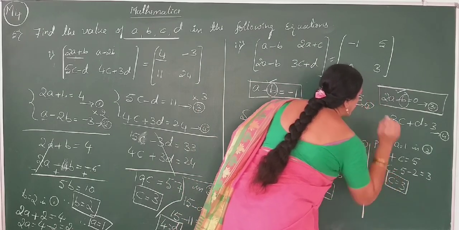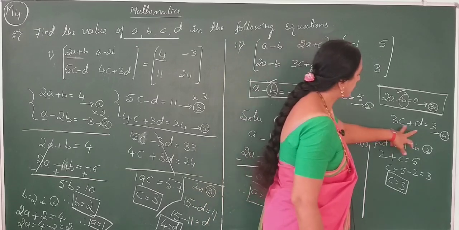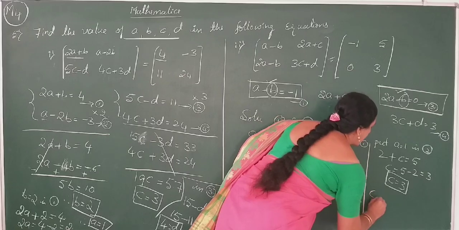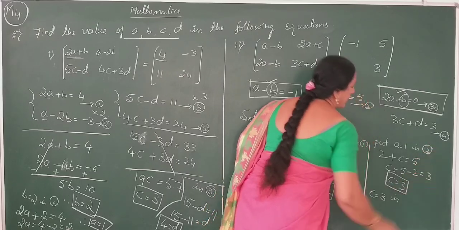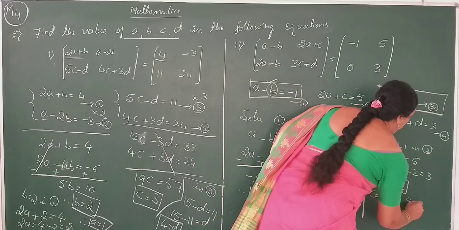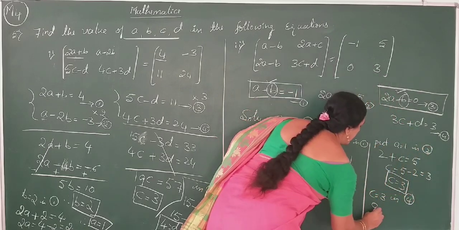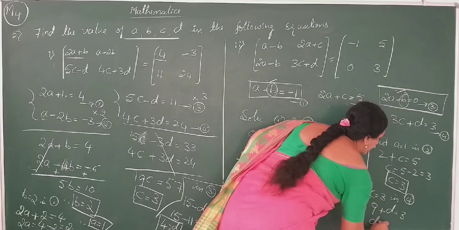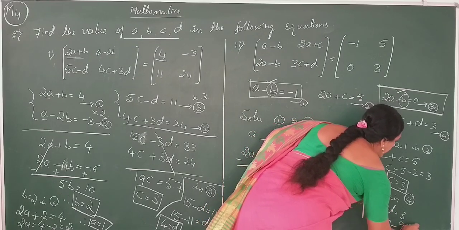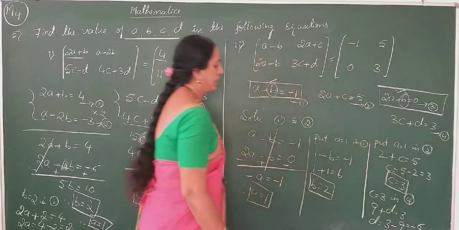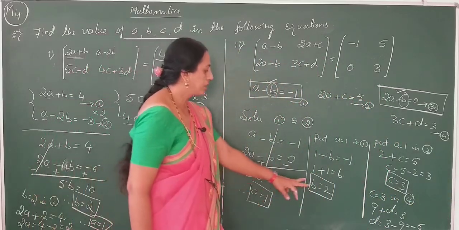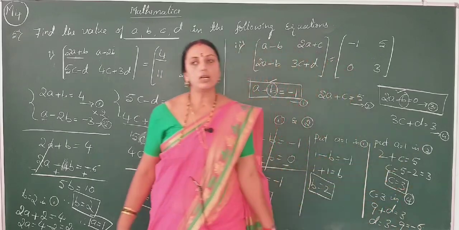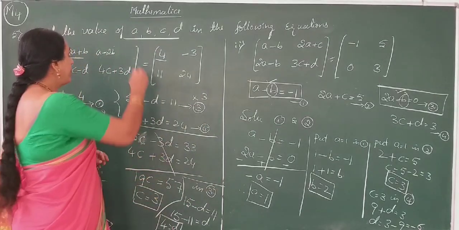Then we will observe the last equation. Such an equation depends on C and D. We already know the value of C, so such a value can be substituted in that equation. Put C is equal to 3 in equation 4. That is 3 times 3 is 9 plus D is equal to 3. Therefore, D is equal to 3 minus 9. It will be equal to minus 6. Therefore A is equal to 1, B is equal to 2, C is equal to 3 and D is equal to minus 6. These are the values of A, B, C, D.